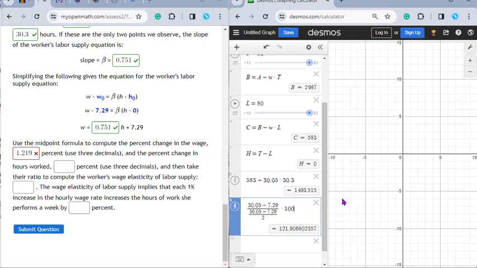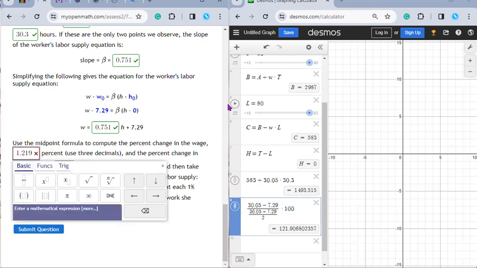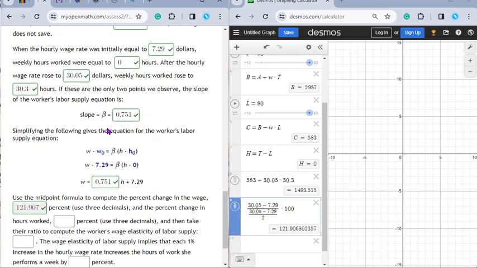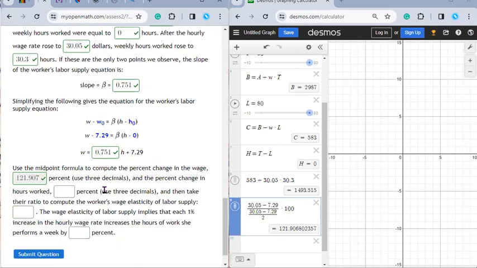Okay, I had to change it to percent change, right? So I have to multiply all this stuff on the left by 100 to convert it to a percent. So I need to change this to 121.907. Okay, now it's in percentages, right? Now we need to do the same for the hours worked.